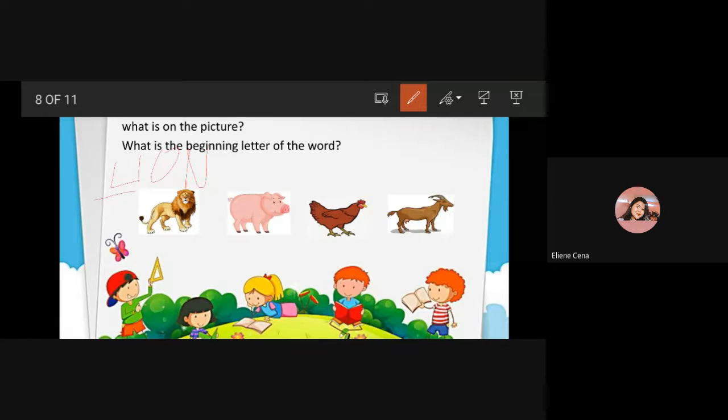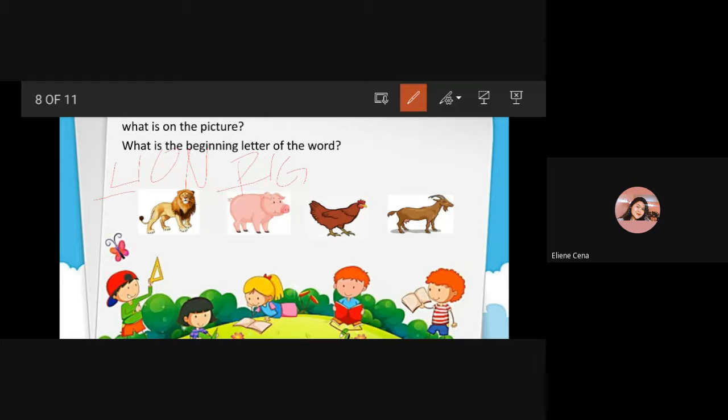Very good. How about in the next picture? What is that? Pig. What is the beginning letter of pig? P. How about in the third picture?